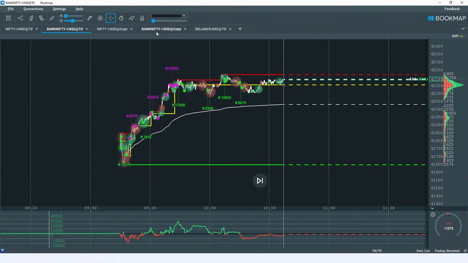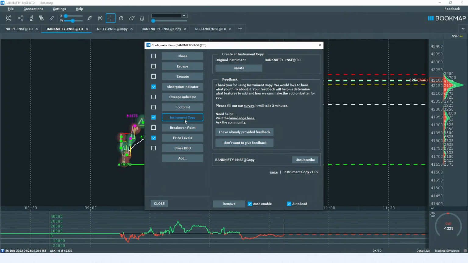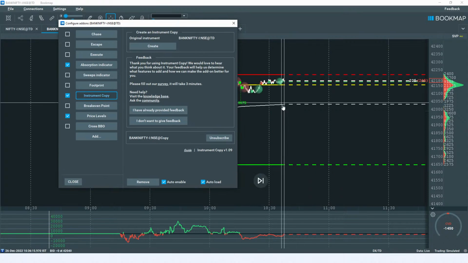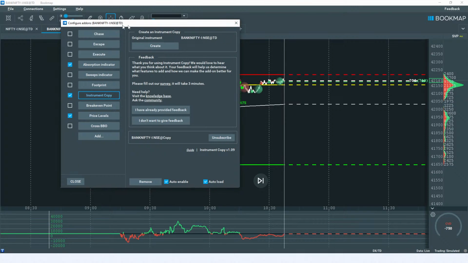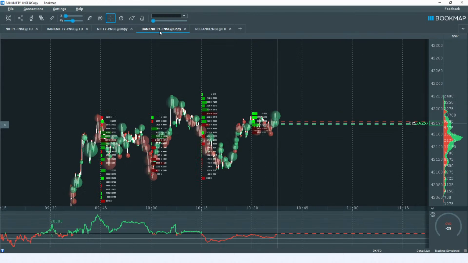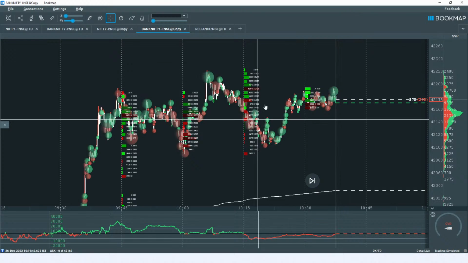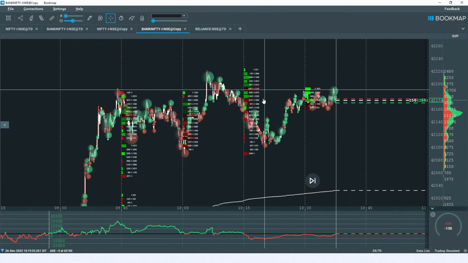All right. So I want to explain this point as well. If you want to plot a footprint chart in a separate chart, you can use the configure called instrument copy. This particular indicator will help us to copy the same instrument in a separate window. For that copy, you can apply different settings. For example, for Bank Nifty, I have created a copy, and here I'm using the footprint chart information, right?